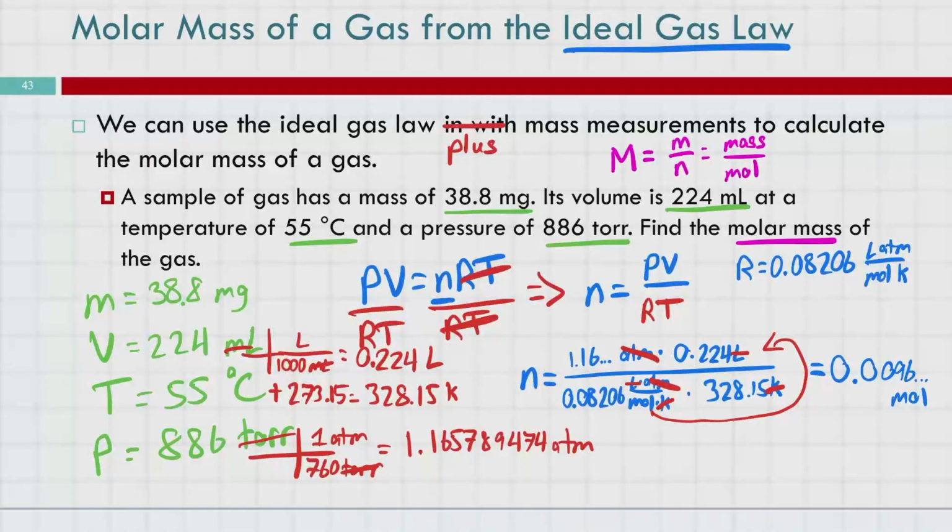Is that our answer? No, it's not our answer. It's one of the things we needed to get our answer. We're looking for molar mass, which is mass over moles. We have a mass, but it's in milligrams. The milli prefix means 10 to the minus 3. There's 1,000 milligrams in 1 gram. So it's 0.0388 grams. We take our grams, that's our mass, divide it by our moles, and we'll get the molar mass.